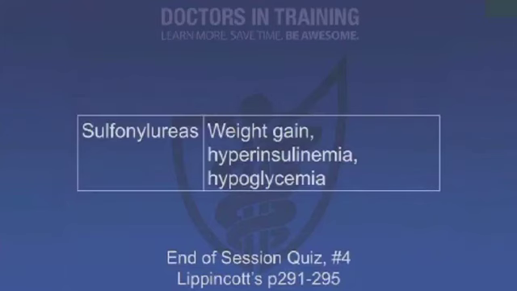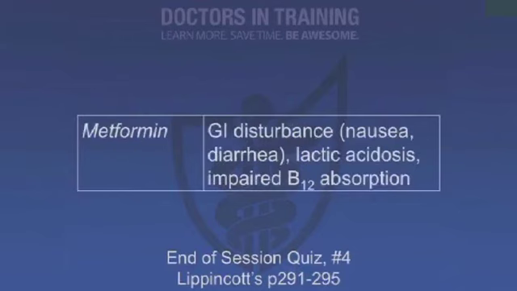So sulfonylureas, we have weight gain, hyperinsulinemia, and hypoglycemia. And hypoglycemia is obviously the biggest one there. Metformin, the big one for that is GI disturbances, so nausea and diarrhea. Occasionally you can get lactic acidosis and impaired B12 absorption.